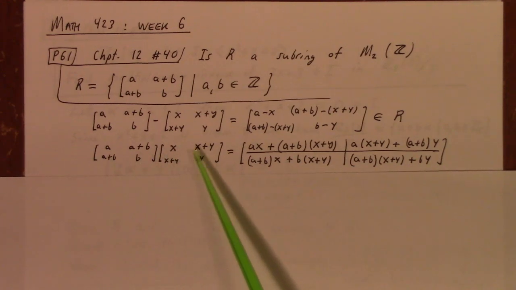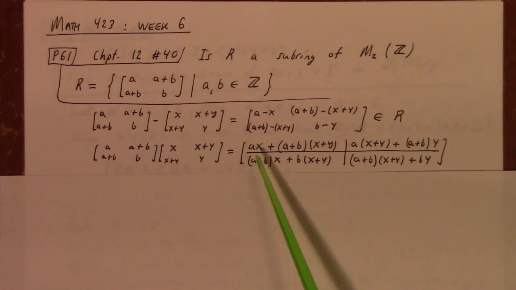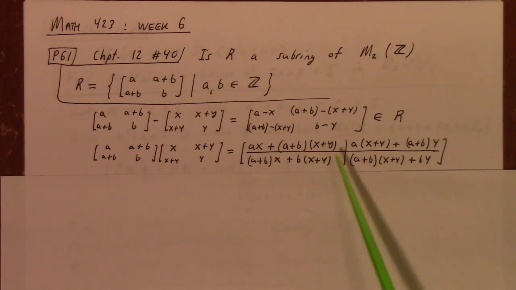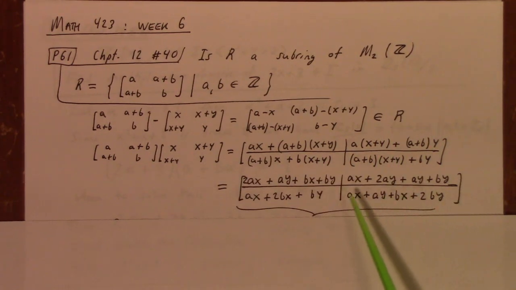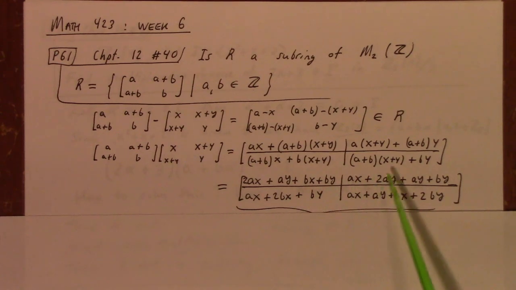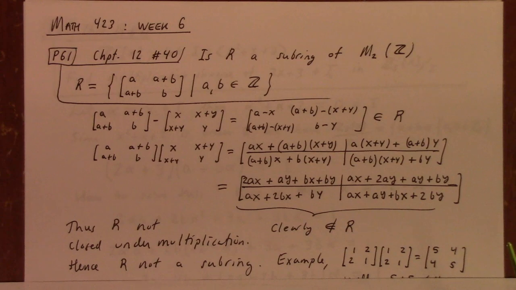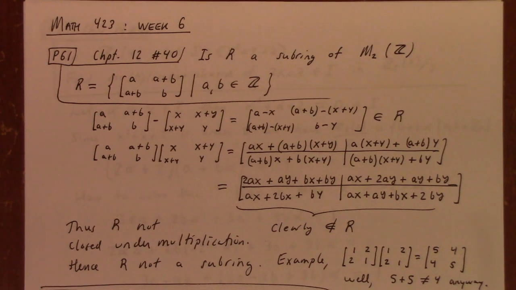But when I multiply them, oh, wait a minute, that's not the right pattern, because you can see pretty clearly that this and that, they're not the same animal. It's more apparent when you FOIL it out. So clearly R is not closed under multiplication, thus R is not a subring, at least with respect to the usual matrix multiplication of 2x2 matrices.